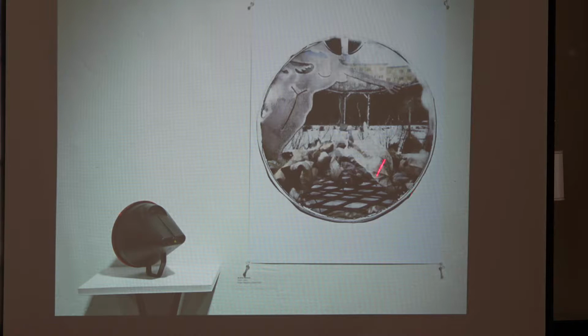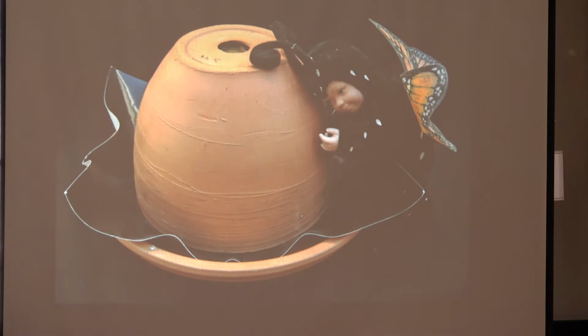Here's another one, because I'm really into plants and flowers and all of that, a flower pot. This again is paper under that flower pot. The pinhole is right up there, and this is my Beanie Baby that was my shutter to block off the pinhole until I was ready to make the exposure.